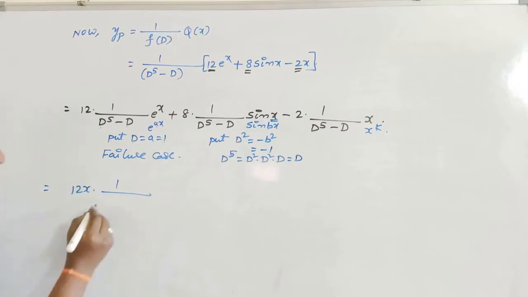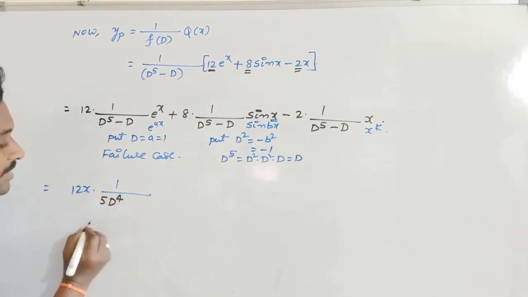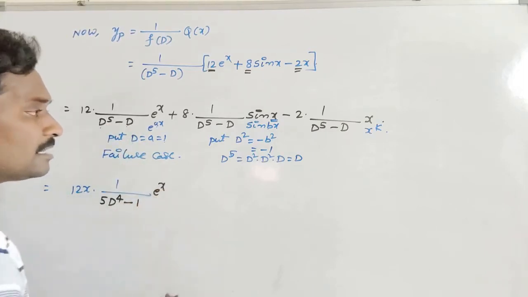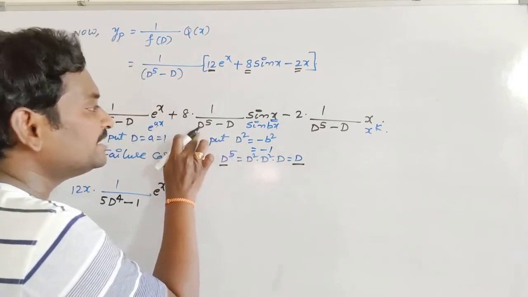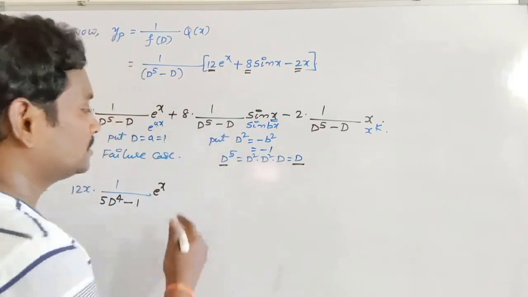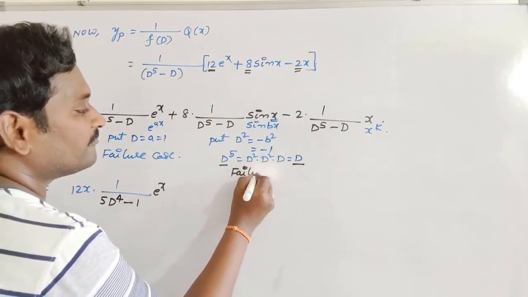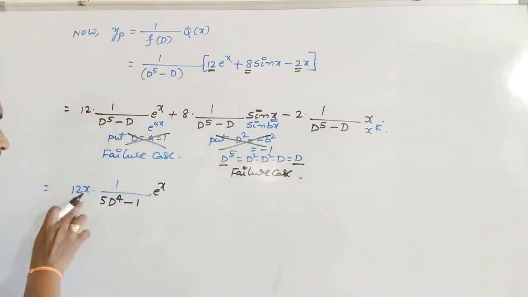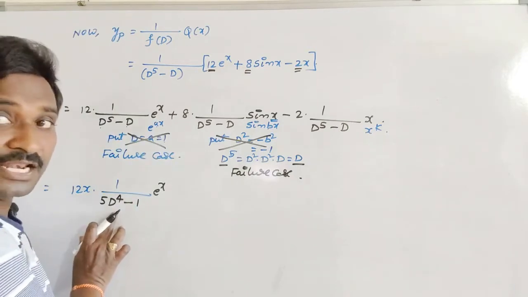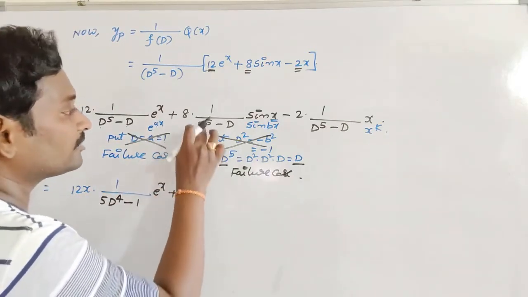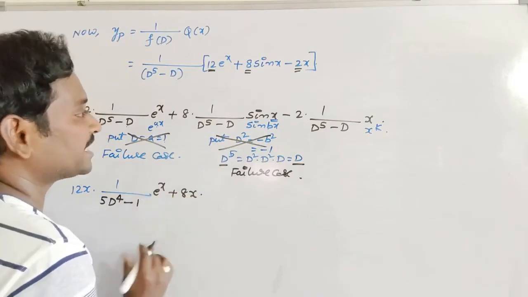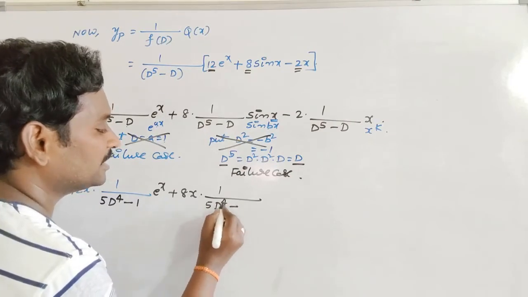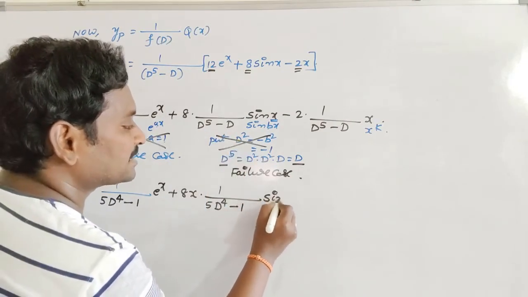Derivative of D power 5 is 5 D power 4, minus derivative of D which is 1, into e power x. Here also by replacing D power 5 is equal to D, D minus D. What is D minus D? 0. So here also you will get a failure case. So whenever you are getting the failure case, don't follow the rule. Write x in the outside and take the derivative of the denominator. Don't forget, here also we got a failure case. So write x in the outside and take the derivative of the denominator: 5 into D power 4 minus derivative of D which is 1, into sin x.